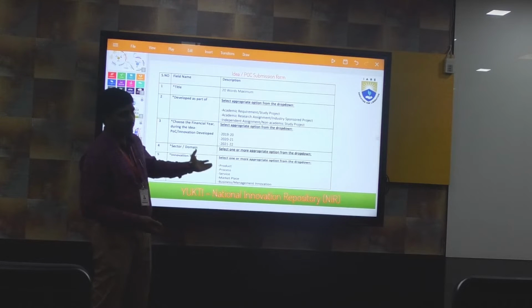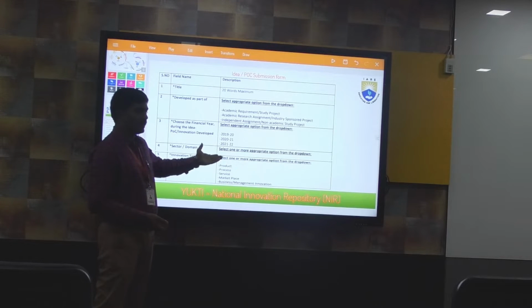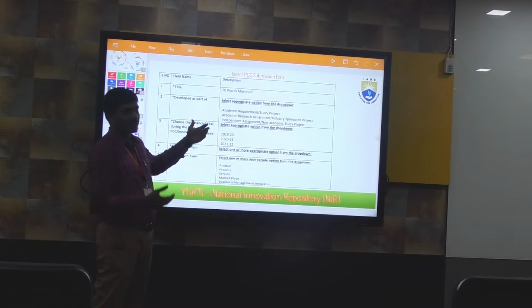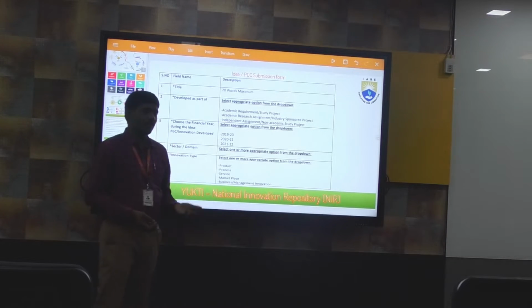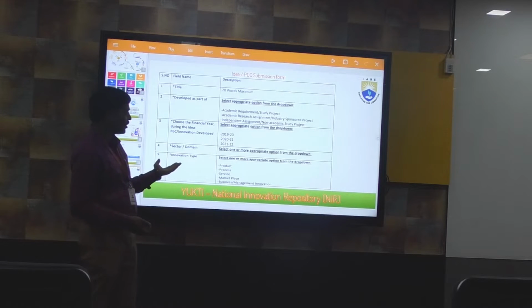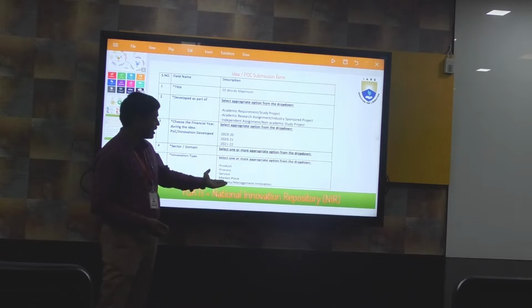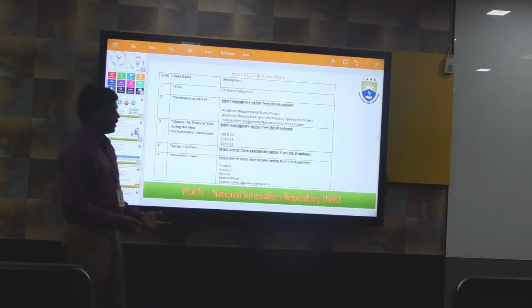Next is sector and domain, in which sector they are working. In the drop down there are different kinds of sectors, and they have to select whichever thrust area applies. Then innovation type: whether they are going to develop a product, a process, or provide some services in the marketplace or business management. This is relevant to some startups. Whichever is relevant, they have to opt for it here.